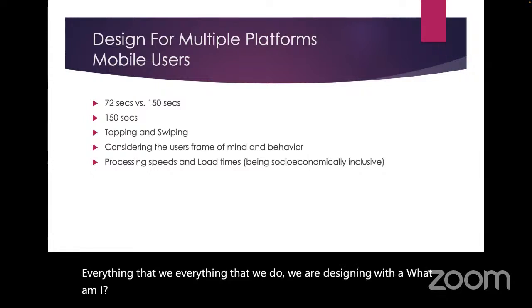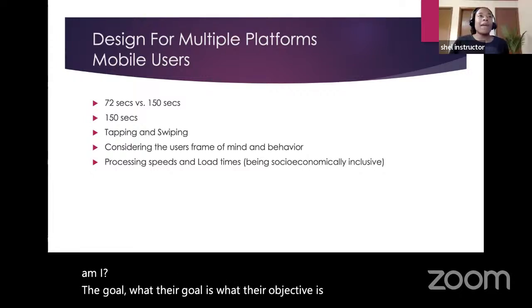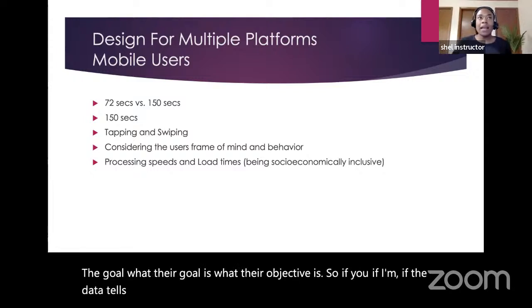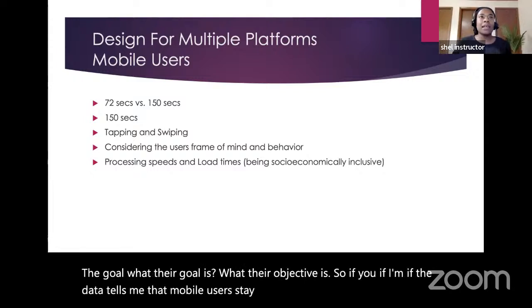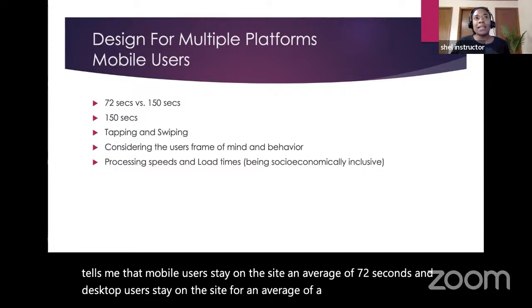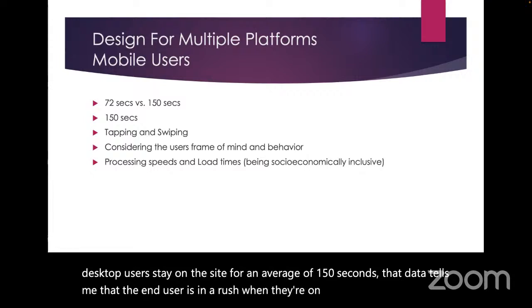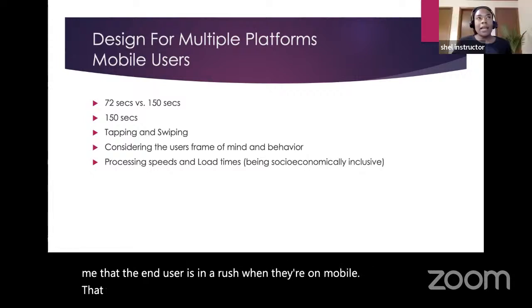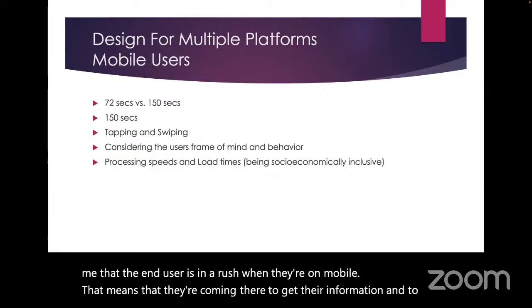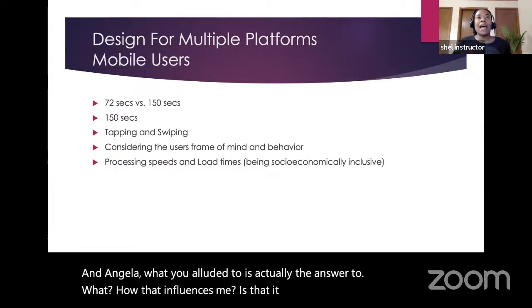The user. The client goal is what their goal is, what their objective is. So if the data tells me that mobile users stay on the site an average of 72 seconds and desktop users stay for an average of 150 seconds, that data tells me that the end user is in a rush when they're on mobile. That means they're coming there to get their information and to leave. And Angela, what you alluded to is actually the answer to how that influences me: my mobile design should be easier.